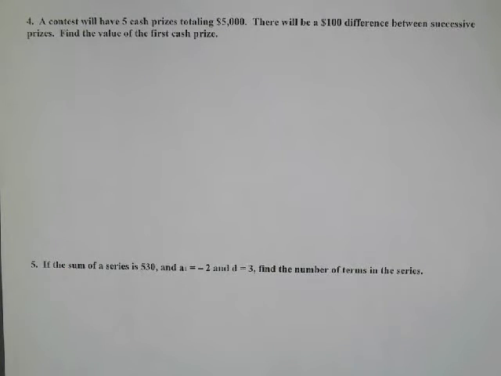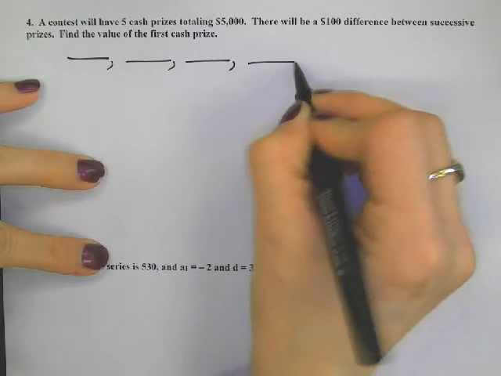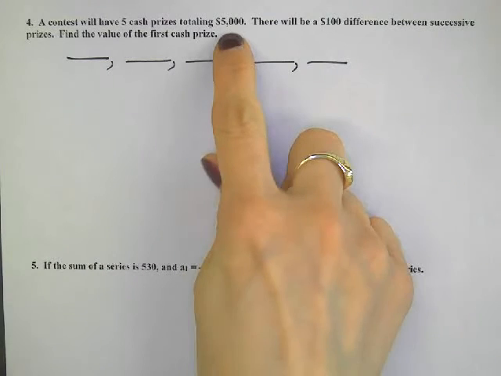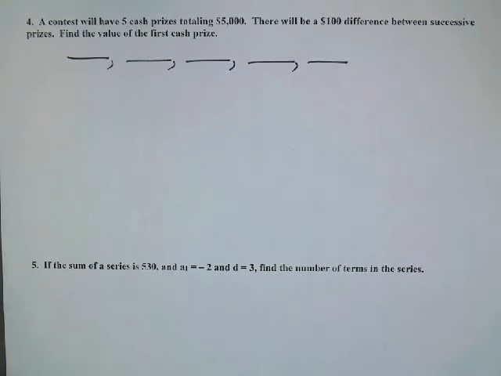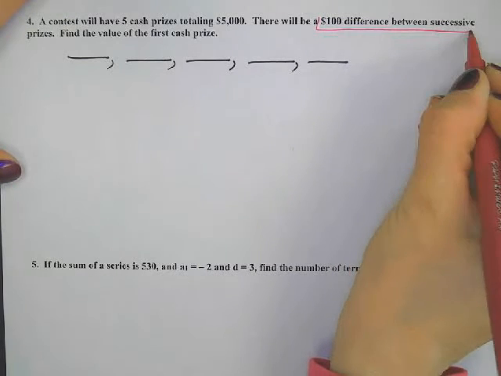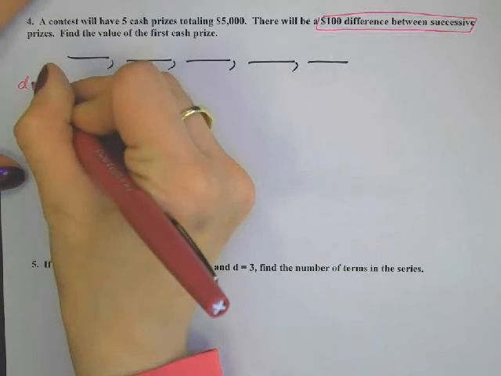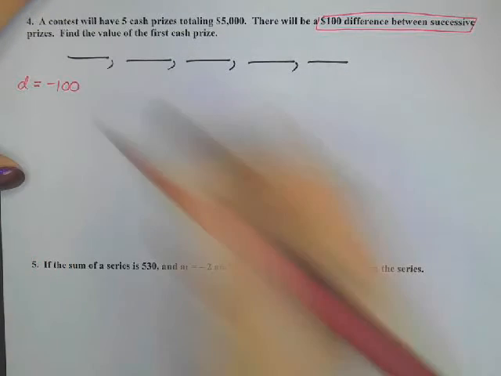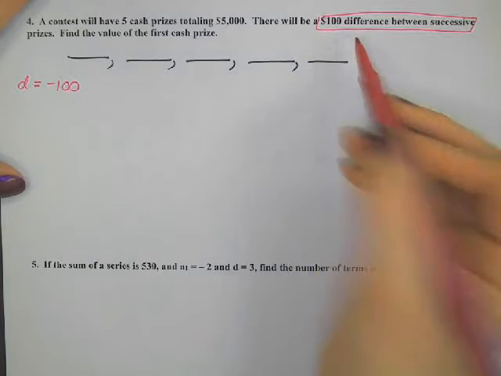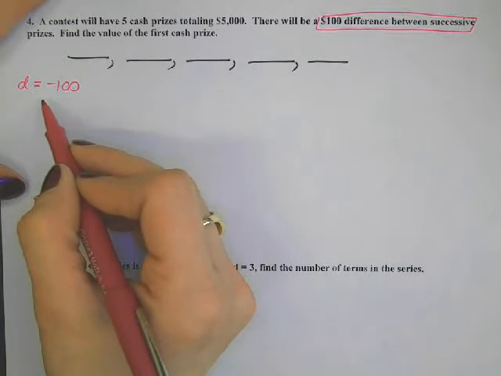A contest will have 5 cash prizes. Okay, 1, 2, 3, 4, 5 cash prizes, totaling $5,000. So which winner gets 5,000? Oh, none of them get 5,000. Together, that's 5,000. Okay. There's going to be a $100 difference between the successive prizes. Okay, so that means d is negative 100. I guess this problem could be done another way too by saying it's a positive 100.